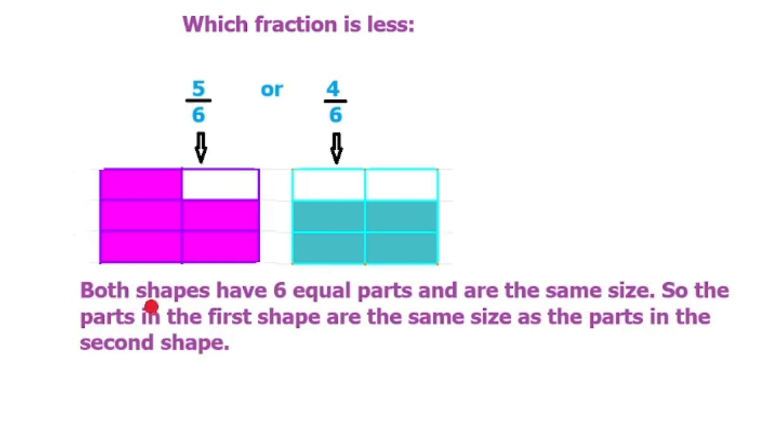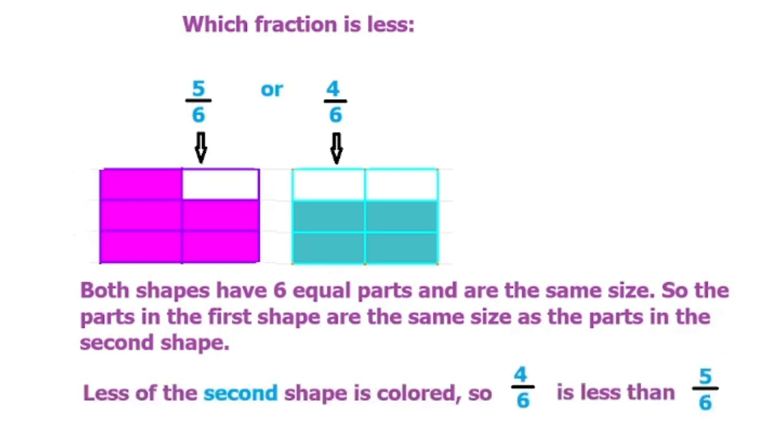As I said, both shapes have 6 equal parts and are the same size. So the parts in the first shape are the same size as the parts in the second shape. Less of the second shape is colored, right? There's less colored here. So 4/6 is less than 5/6.